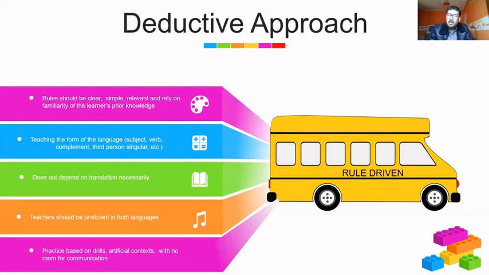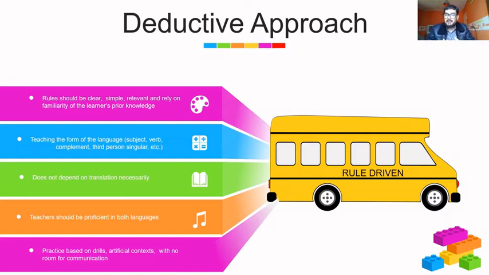So first, what you do is that you establish a grammatical rule. It says rules should be clear, simple, relevant, and rely on familiarity with the learner's prior knowledge. So for example, if you're teaching the most basic thing in English, which is, for example, present simple, you would say present simple is the verb plus s. So she works, he works, she plays, he plays. So you state the rule, right? So you say if it's one person, you add an s. If it's more than one person, you put the verb just as it is. Yes?